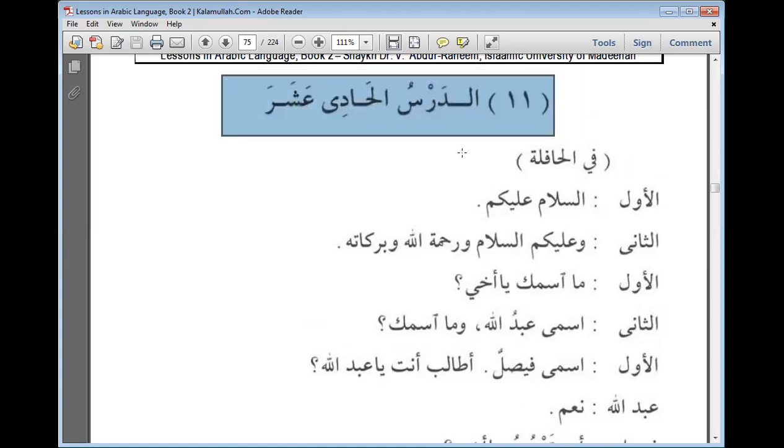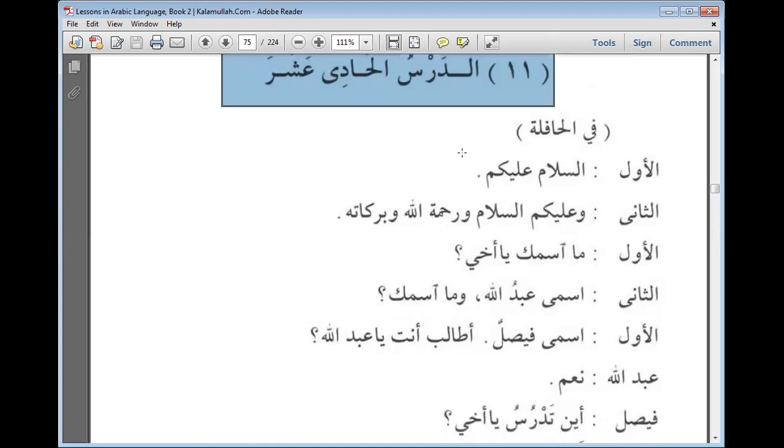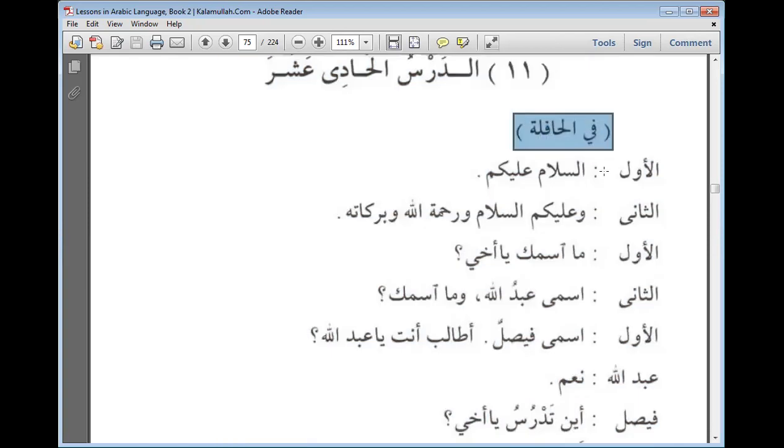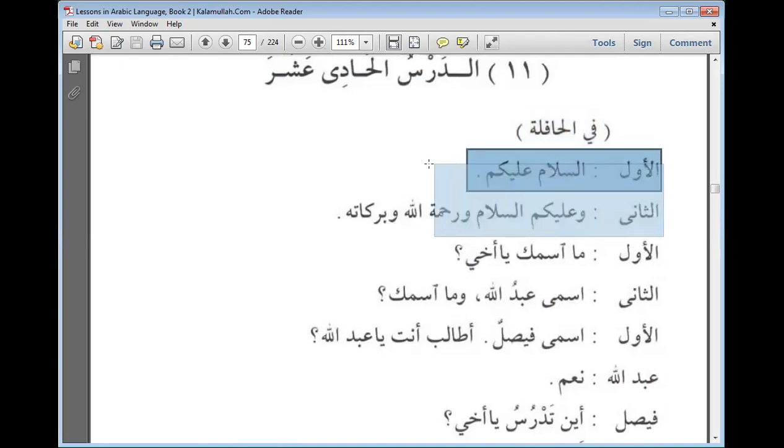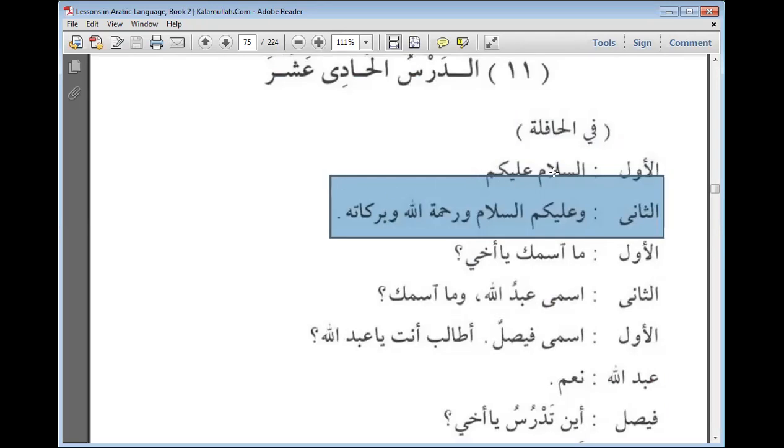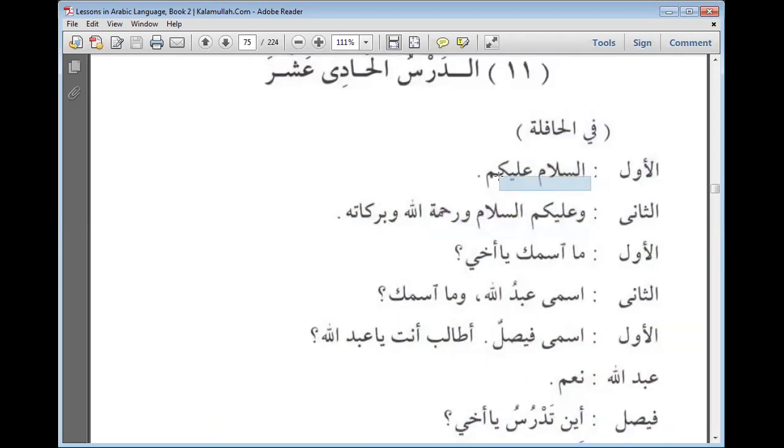We're going to go through the meaning, right? So, Ad-Darsul Hadi Ashara, 11th lesson. Fil-Khafilati, in the bus, right? Al-Awwalu, the first person is saying Assalamu alaikum. Second person answers Wa alaikum assalam wa rahmatullah. Okay? So generally we normally say Assalamu alaikum, but if you're speaking to one person, we can say Assalamu alayka if it's masculine, or if it's one person feminine, you can say Assalamu alayki.